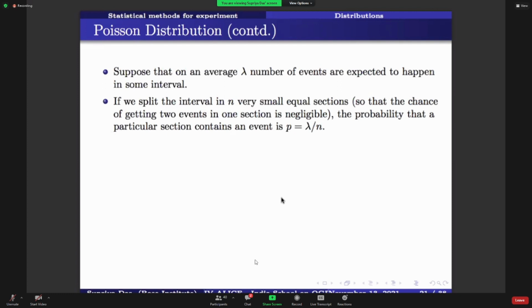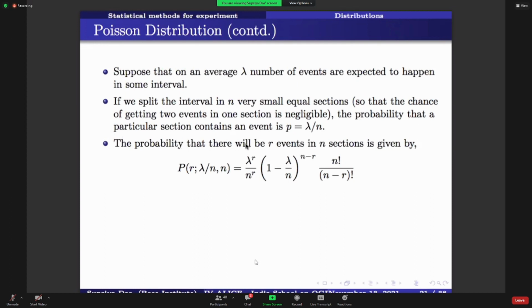Your interval is sufficiently narrow that the chance of getting two events in one section does not happen. Then the probability that a particular section contains an event is lambda over n, right? You have lambda number of events, you have n number of intervals, and you have made this interval in such a way that the probability of getting two events in one interval is negligible. So the probability that a particular section contains an event is p equal to lambda over n.